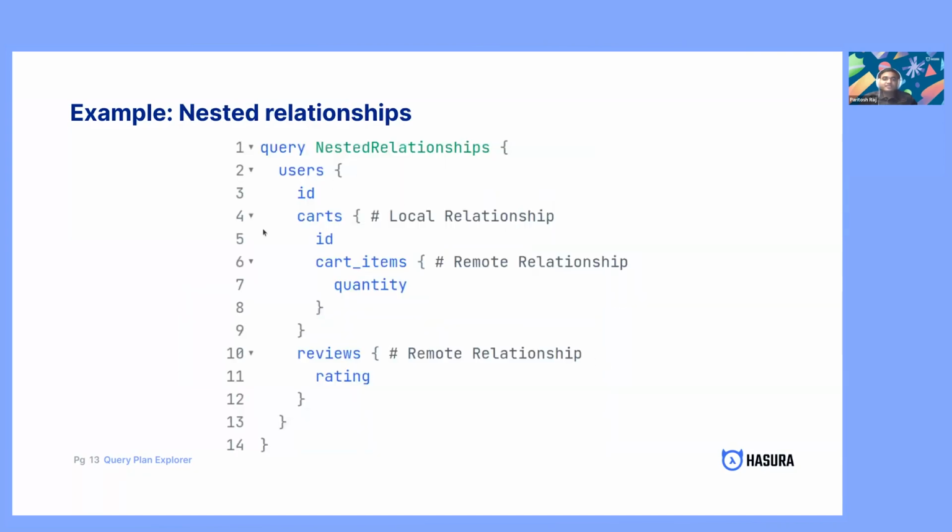Next, we have a nested relationship. This is also interesting because here we have a remote relationship with a model which actually has a local relationship with the top level model.